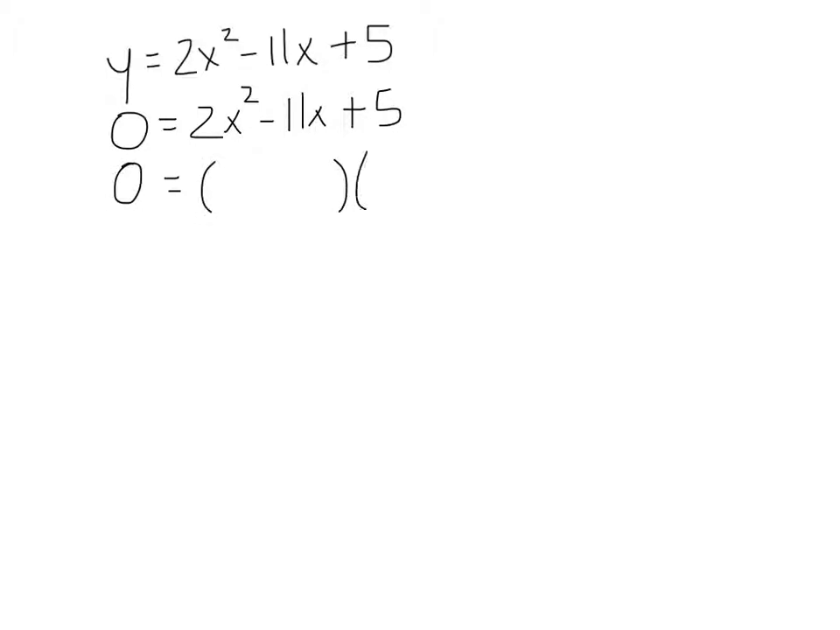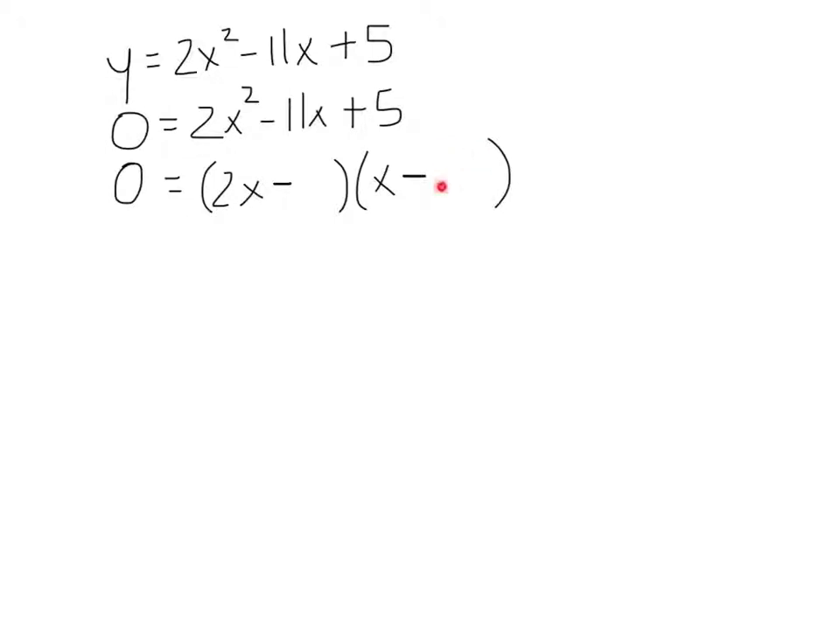If it factors, we need 2x and x to get 2x squared. Looking at the last term, we've got plus 5. So that means the signs have to be the same to get a positive number when you multiply. And so we look at the middle term here to see what the signs will be. They're both going to be negative or minus. And then 5 only factors one way, 5 times 1.